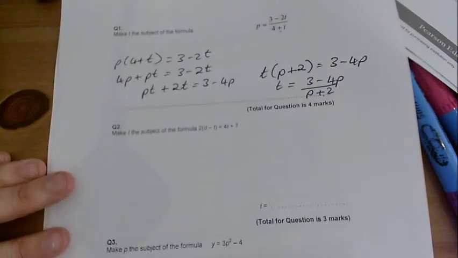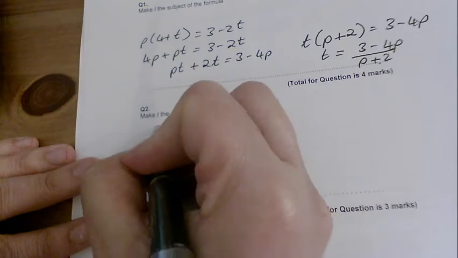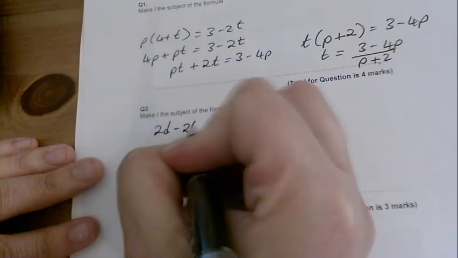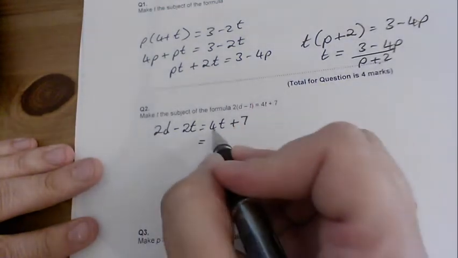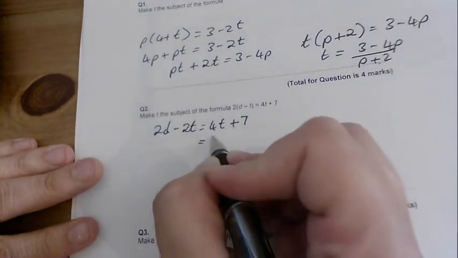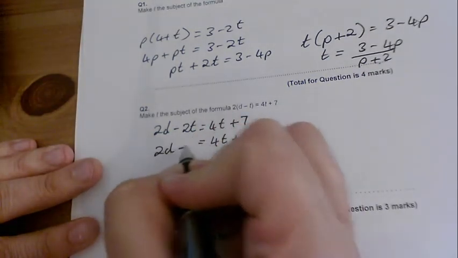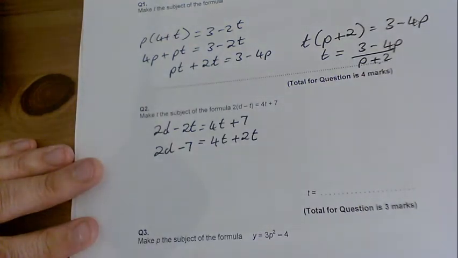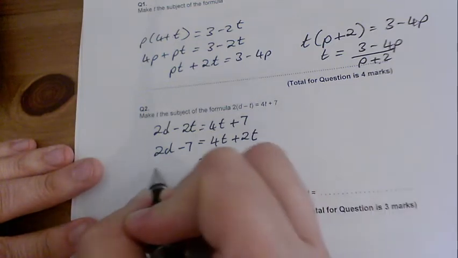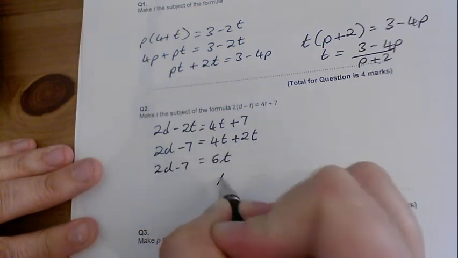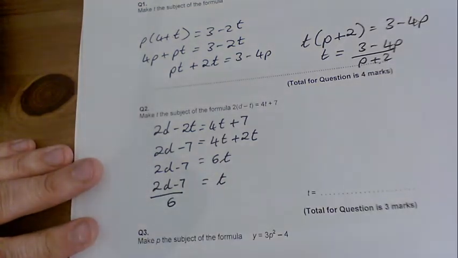Right, next one, make t the subject again of this one. So first I'm going to expand: dt minus 2t equals 4t plus 7. Get all my t's together. Now I've got more t's here, so it makes sense to get them to this side. So 4t plus 2t, and this side will be 2d minus 7. This one we can actually do something with because 4t plus 2t is 6t. So that leaves us with t is equal to 2d minus 7 all over 6.